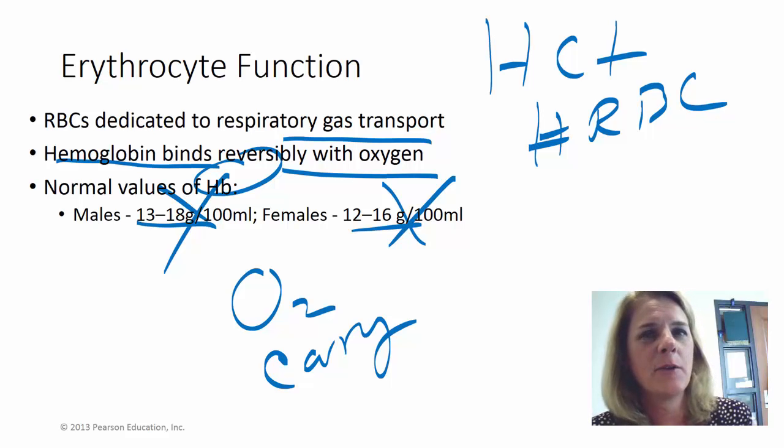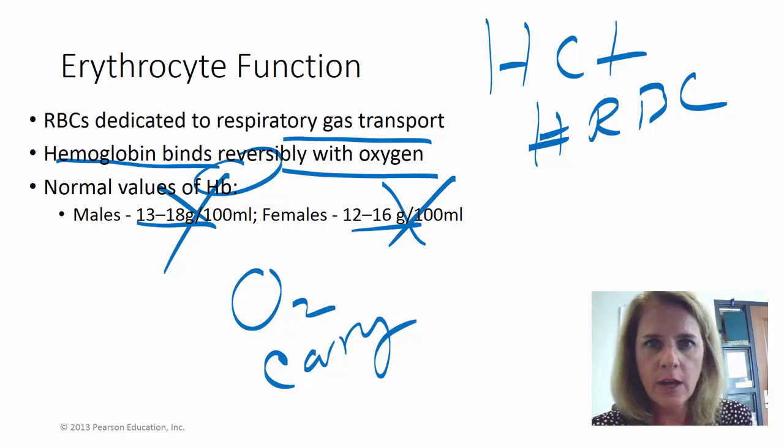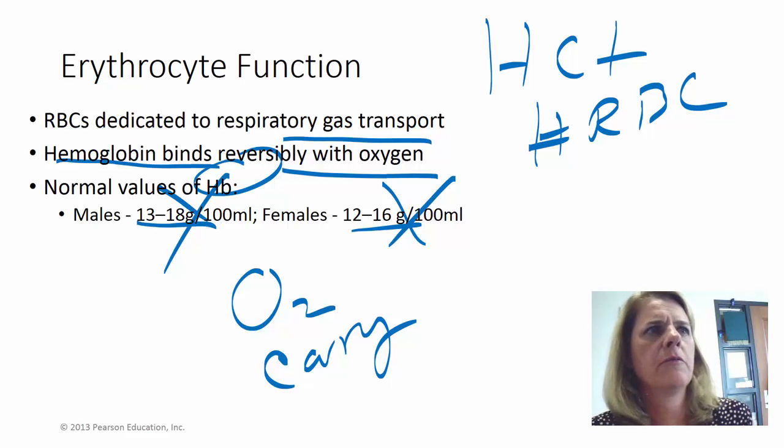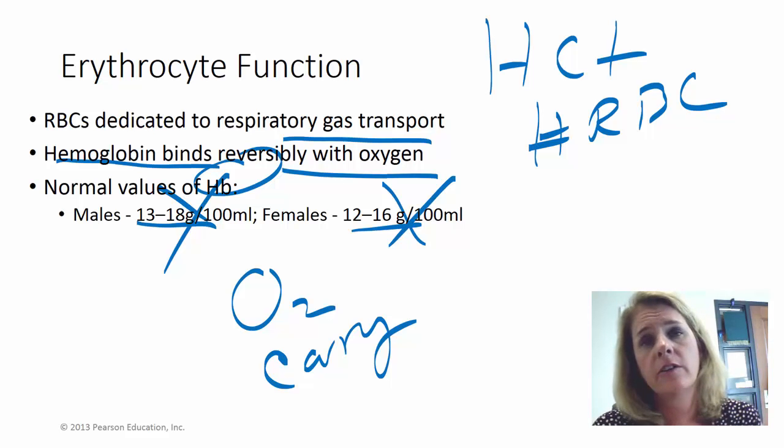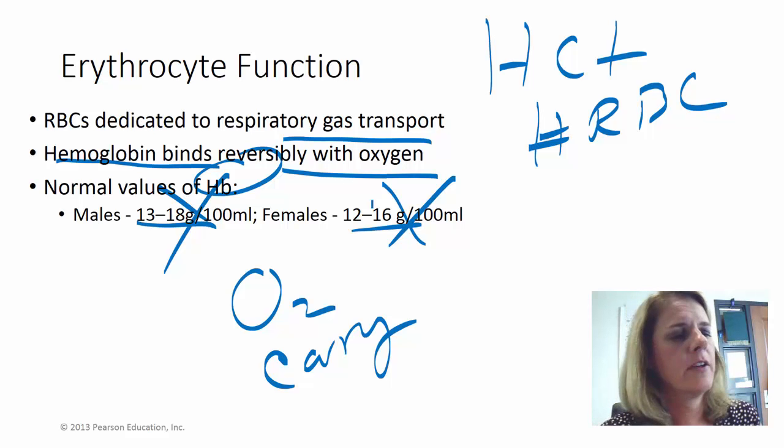Hematocrit is how many red blood cells there are, and hemoglobin is how much of this molecule that carries oxygen you have. So you may have a lot of red blood cells. You may have a really high hematocrit, maybe 10% higher than normal, but you're still tired and sluggish, and you would think, well, if I've got plenty of red blood cells, why am I tired and sluggish? Well, you may not have enough hemoglobin.